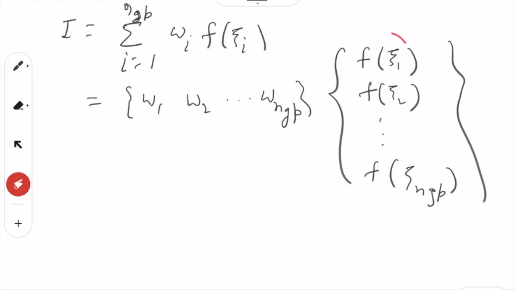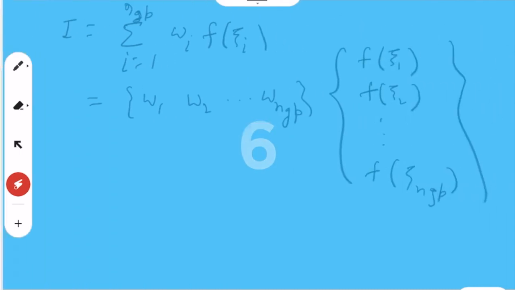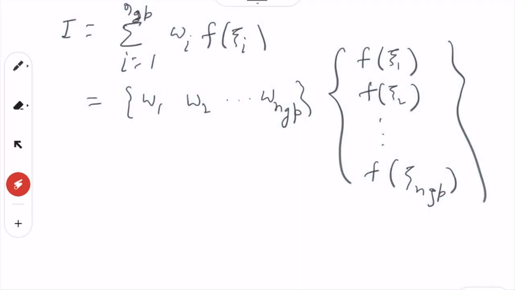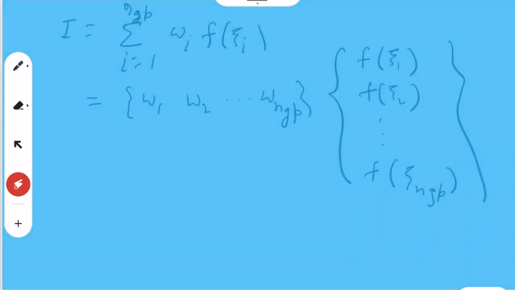However, each of these f(xi) is given like this. So can we write it somehow in matrix form? Basically here we can write this as a matrix. So this f(xi 1) is written like this one, so we can write this and alpha.